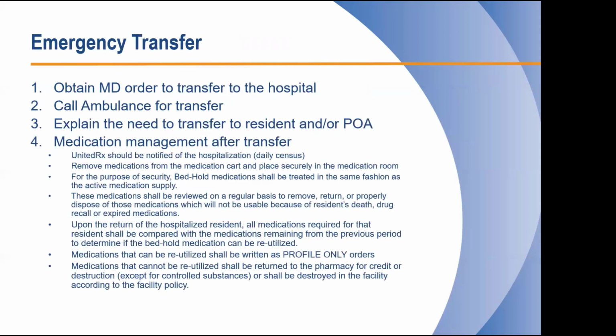So, emergency transfer. We have to obtain a doctor's order to transfer the resident to the hospital. Then you have to call the ambulance to transfer, and you have to inform the resident on what's going on, why the resident is being transferred to the hospital, and also the POA, your power of attorney, or family, whoever takes care of this resident. But if it's really an emergency and there's no time, that's fine. You can send the resident to the hospital, but make sure to call the family right away, okay?